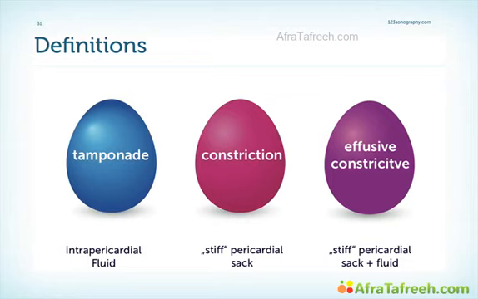So keep in mind, there are several ways how pericardial disease can lead to inflow obstruction to the heart. We can have tamponade, then we have fluid accumulation in the pericardial sac. We can have a stiff pericardium, then we have pericardial constriction. Or we can have a combination of 2, effusive constriction.